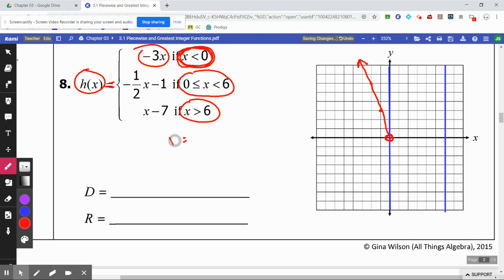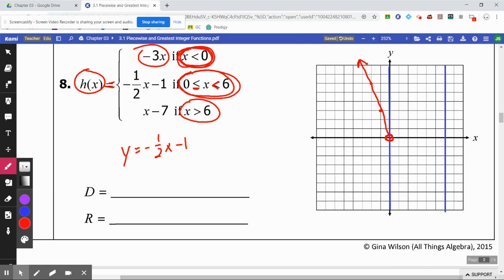Now let's look at the next portion from 0 to 6. That means I'm going to graph in here. Those are the points from 0 to 6. I'm going to graph y equals -1/2 x minus 1. Next question is, do I include 0 and do I include 6? 0, since I have or equal to, will be a closed circle. I'm not going to include 6.